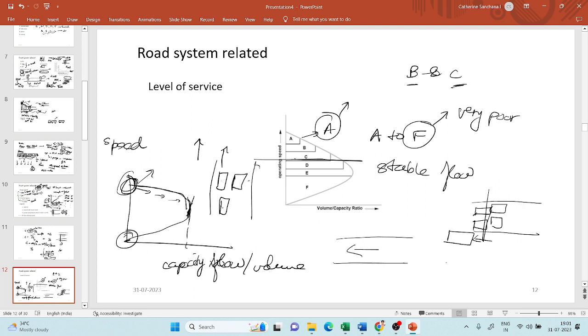Now, till this level of service C, I will call it stable flow, which is what I aim for. Okay. Beyond this, I'm not going to aim for this because the speed is going to drastically decrease. I'm not going to go beyond this because my speed is going to decrease. Okay, so this is what this graph tries to explain.